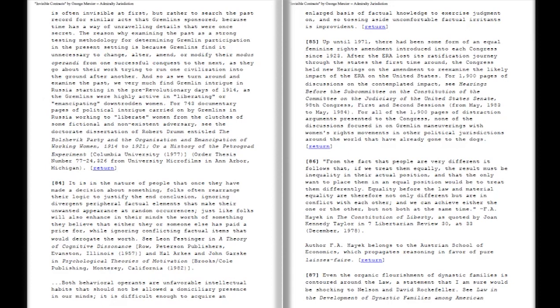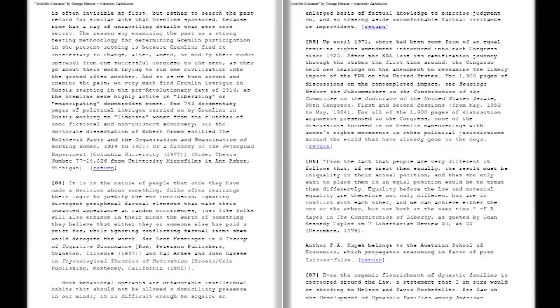And so as we turn around and examine the past, we very much find gremlin intrigue in Russia starting in the pre-revolutionary days of 1914, as the gremlins were highly active in liberating or emancipating downtrodden women. For 743 documentary pages of political intrigue carried on by gremlins in Russia working to liberate women from the clutches of some fictional and non-existent adversary, see the doctorate dissertation of Robert Drum entitled The Bolshevik Party and the Organization and Emancipation of Working Women, 1914 to 1921, or A History of the Petrograd Experiment, Columbia University, 1977, Order Thesis Number 77-24326 from University Microfilms in Ann Arbor, Michigan.